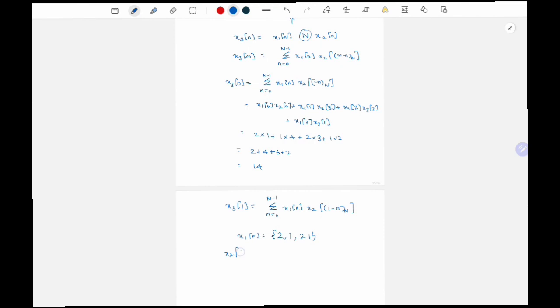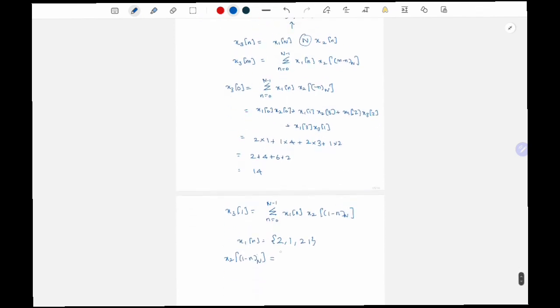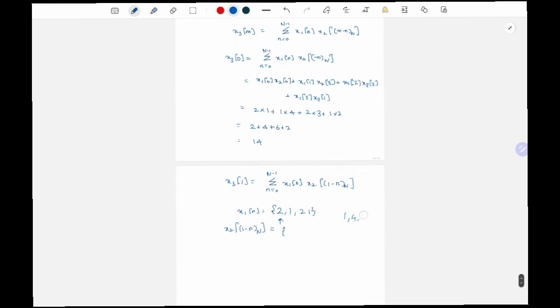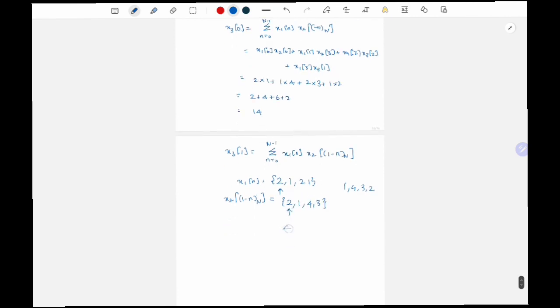So here x2 of (1 minus n) modulo n is... So you reverse, what will you get? 1, 4, 3, 2, right? And you right shift it by 1. So 1, 4, 3, 2, you right shift by 1, what will you get? So 2, 1, 4, 3. So now you multiply these both and add. So we'll get 4 plus 1 plus 8 plus 3. So it is 12 plus 4, 16. So x3 of 1 is 16.